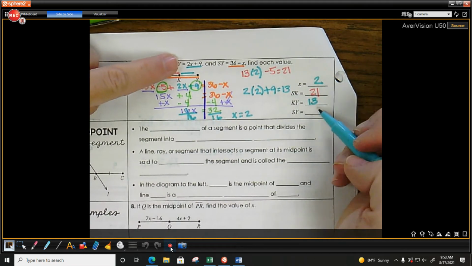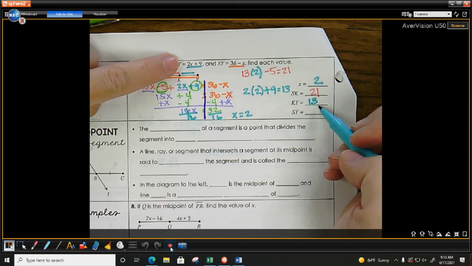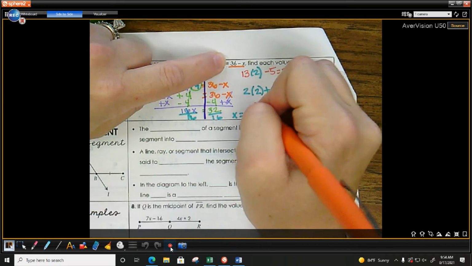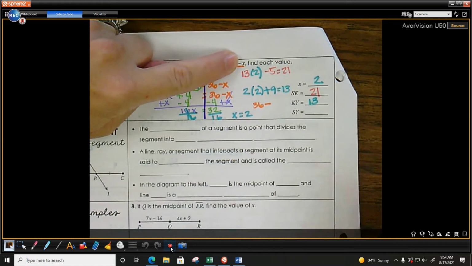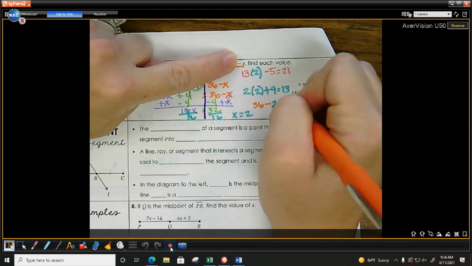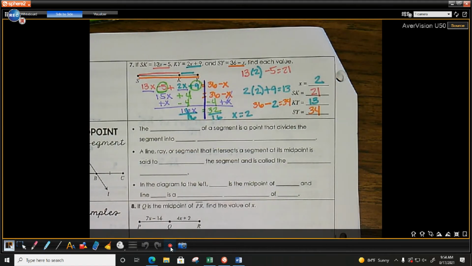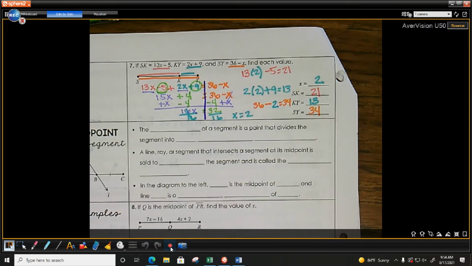34. So SY should be 34 when I substitute in my 2. So 36 minus x, which x is 2, and we get... So did we do everything right? Yes. Okay, what if I got like 50 here? Then we did it wrong. You would have to start all over. Okay? We good with our segment addition postulate?